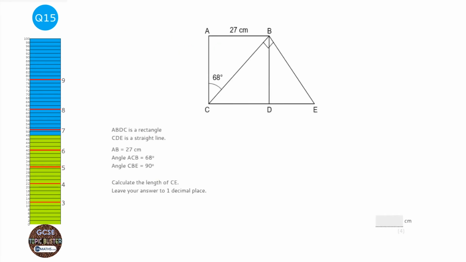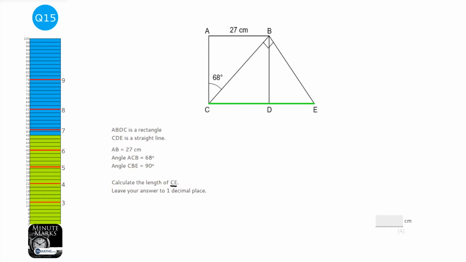Okay, so there's quite a few different ways you can do this question. I'm going to find out length CB, and then from that, find out length CE. So this question asks us for length CE. Now CE is the length that's shown at the bottom here. This is CE here. So that's the one we're trying to find. First of all, I'm going to find out what CB is.